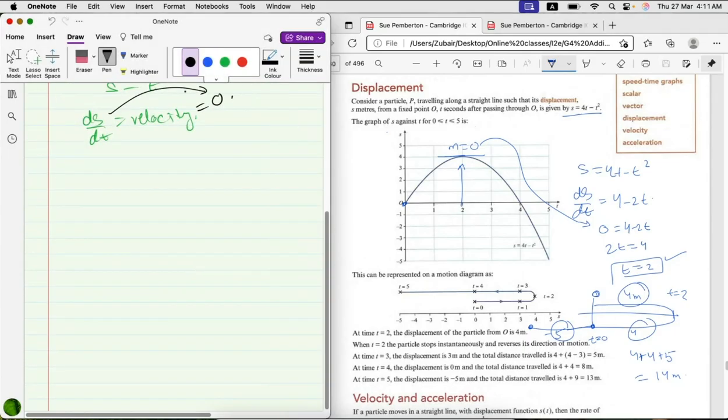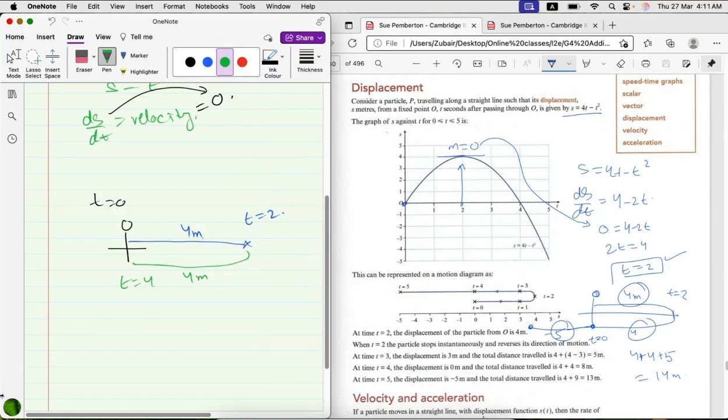See, at time t equal to 0, the particle is at the starting point, at the origin, and at time 2 seconds, it is 4 meters from the origin. Then at time 4, it is again at the origin. Till now, it has covered 8 meters. Displacement is 0, but the distance covered is 8.